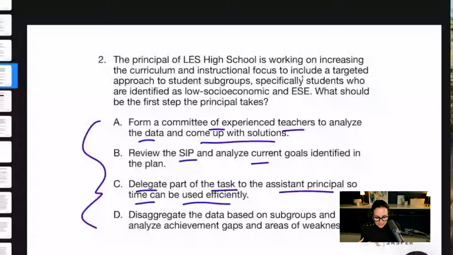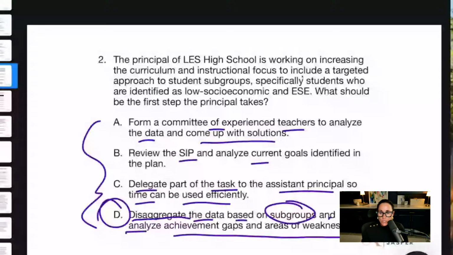I'll leave it, right? D, disaggregate the data based on subgroups and analyze achievement gaps or areas of weakness. D is the correct answer. Now, you all might be like, oh gosh, that's so easy. It's easy now that we're working backwards. Notice how much easier these things get when your mind isn't full of this whole entire scenario here, okay? Get rid of this. Now, I'm not saying that A, B, or C couldn't be the right answer, but D's got all the good stuff. Disaggregate the data. If you see that term in an answer choice, it is probably the correct answer.